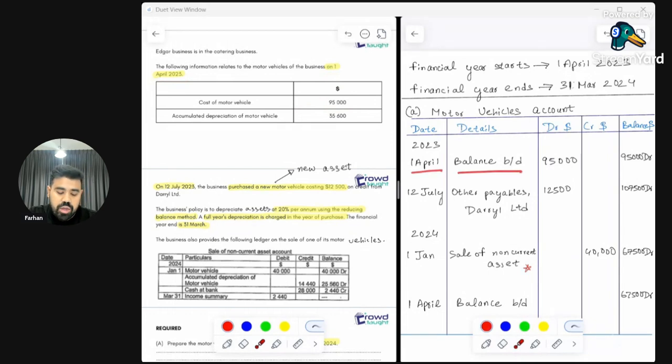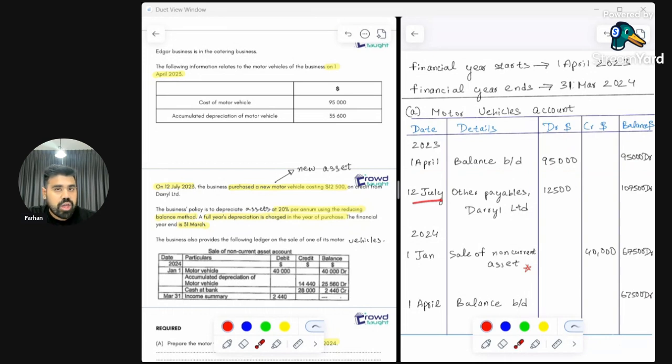We're starting the account with the opening balance, which is also the balance brought down, and that's $95,000 recorded on the debit side because assets have an opening balance on the debit side, and that gives us a final balance of $95,000 debit. Then during the year, we also know that on 12 July 2023, we have purchased a new motor vehicle, and the cost of that new motor vehicle was $12,500.